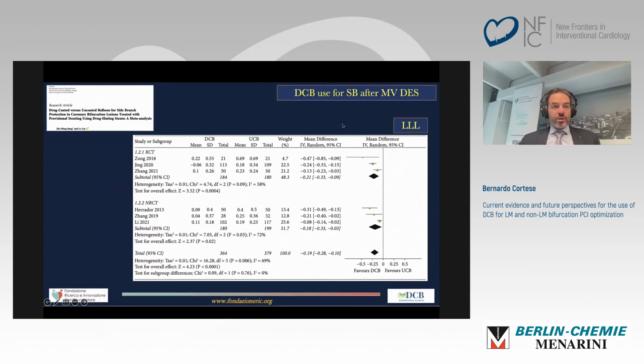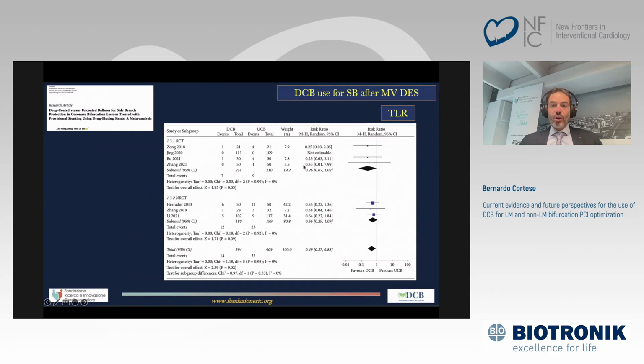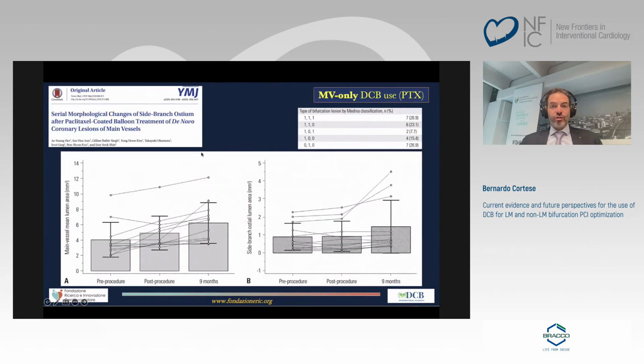Another meta-analysis, which was published last year, shows, putting together all of this information, quite clearly that we have an advantage in terms of late lumen loss for a DCB versus POBA for the side branch management, but also as regards TLR. We have a significant reduction in TLR for the side branch management. So I would say that using a drug-coated balloon, in these studies only paclitaxel-coated balloons have been used, is a good alternative to complex dual stenting. And of course, it is much better than using a POBA in the provisional strategy.